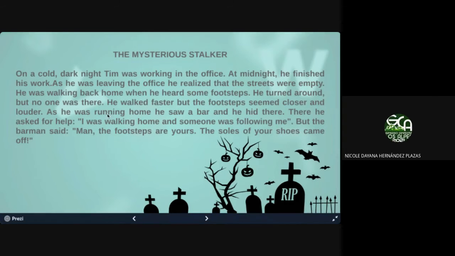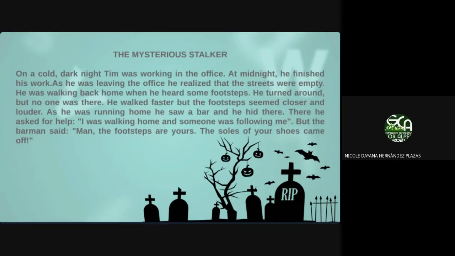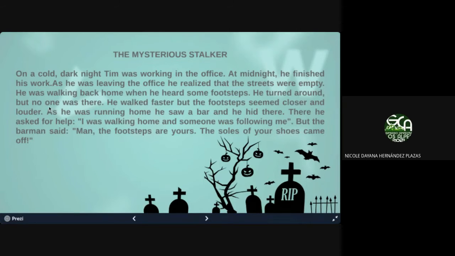De acuerdo a lo que les he dicho, cuando aparecen los dos, ¿qué está pasando? Hay una acción que está haciendo ¿qué? Interrumpir. ¿Listo? Interrumpir. That's the word, to interrupt. So look at this. Once again, as he was running home, this is continuous, he was running home, and then as he was doing that, he saw a bar and he hid there. El hecho de que él ya iba corriendo para la casa fue interrumpido porque vio un bar y se escondió en él.